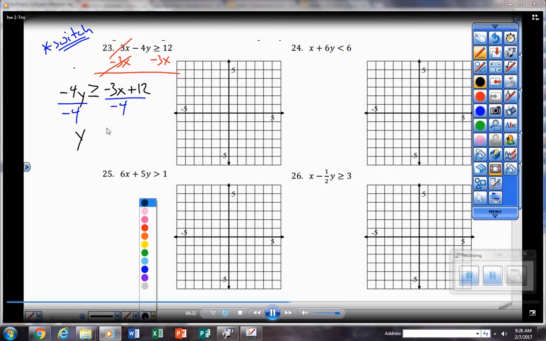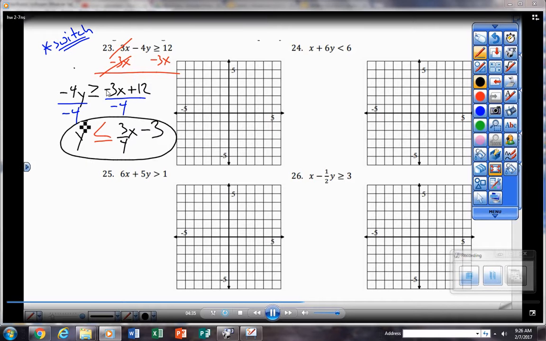So that gives me y less than or equal to. And then -3 over -4 simplifies into 3 over 4, positive. And then 12 divided by -4 gives me -3. So that y-intercept is -3 on my y-axis.